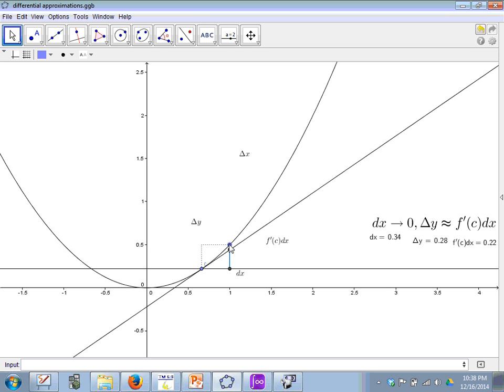And see if I can get this even closer here. The smaller your dx or delta x value, the better approximation you get between delta y and f prime of c dx. And that's the idea behind a differential. Rather than trying to calculate the actual change in y, you calculate this value, which quite often proves to be a little bit easier. And depending on your delta x, if it's relatively small, this value can be a good approximation of delta y.